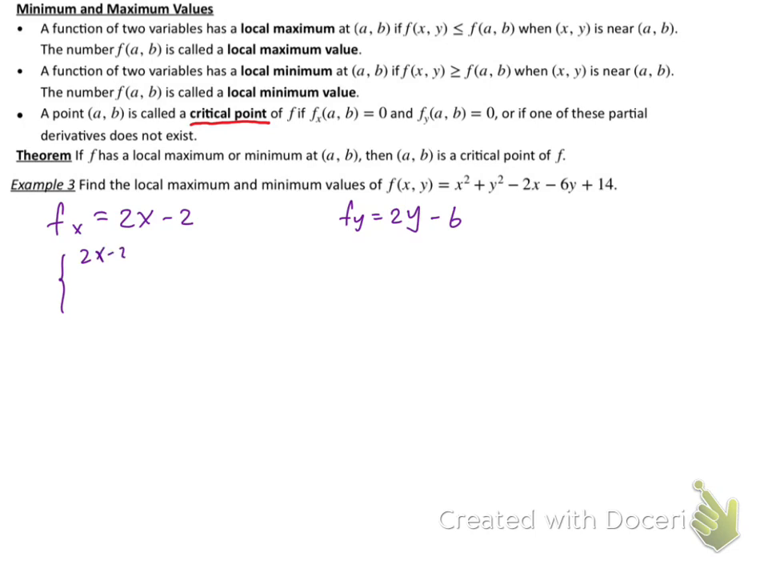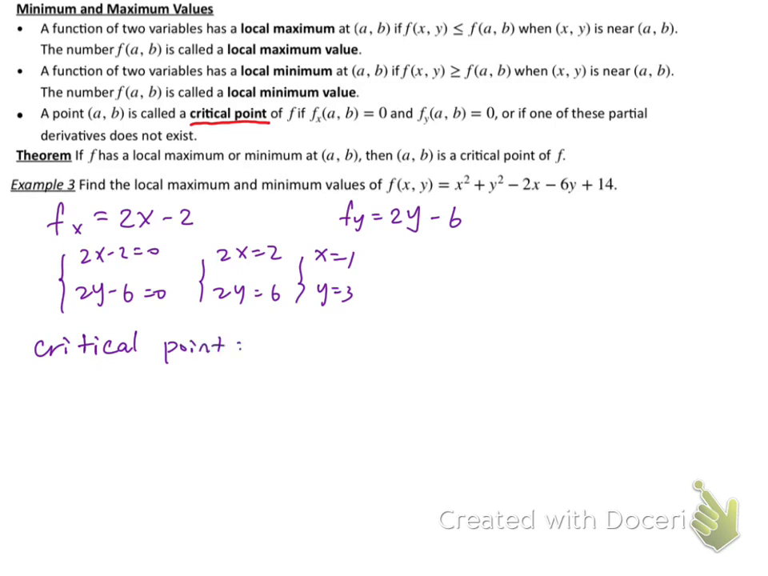So you have 2x minus 2 equals 0 and 2y minus 6 equals 0. They don't really have anything to do with each other. You just solve each of them. 2x equals 2, x equals 1; 2y equals 6, I meant y equals 3. So that's your critical point: (1, 3). Which means at (1, 3), you could have a local minimum or a local maximum, or neither.